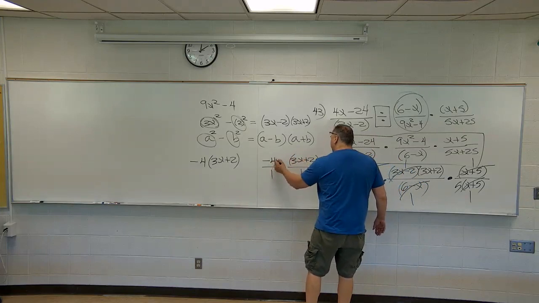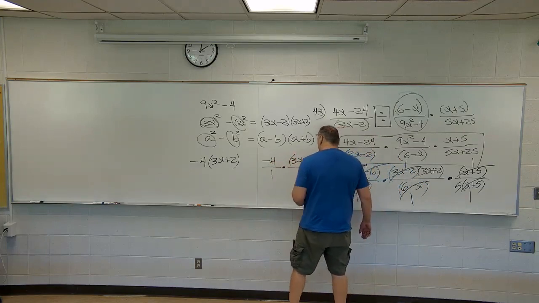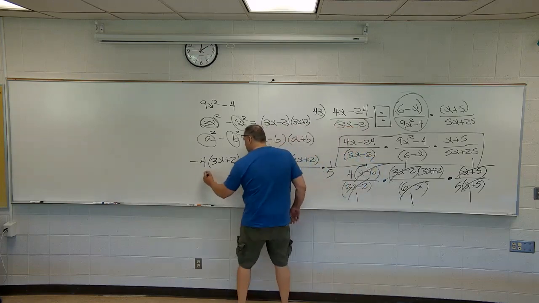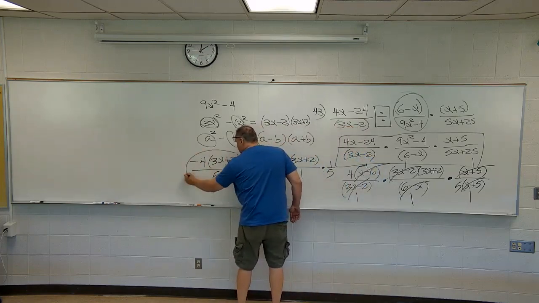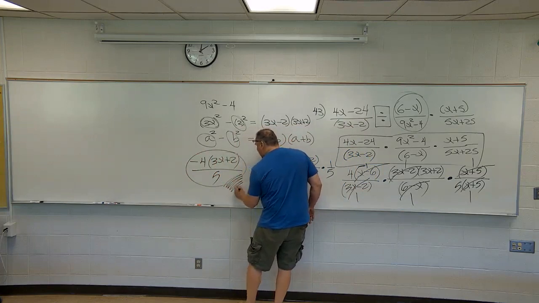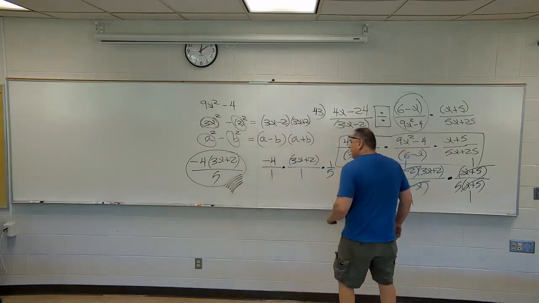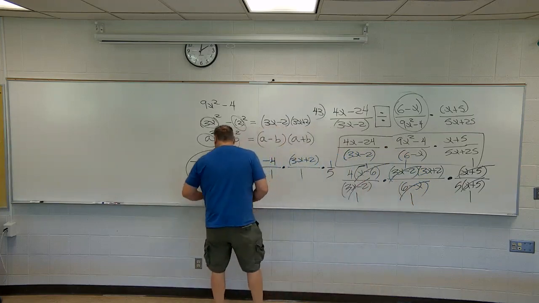-4 times the quantity 3x plus 2 times 1 is that. 1 times 1 times 5 is this. I just see how they wrote it. Sometimes they make mistakes, but that should be the answer at the end of the day on this whole process. This whole thing right here, guys.